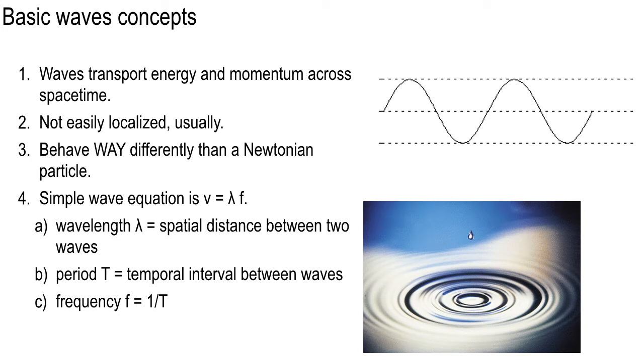Okay, and the wave equation is V equals lambda F. Lambda is the wavelength. Frequency is 1 over the period. So if you get a wave every half second, that means your period is a half second, and your frequency is the flip-flop of that, two waves per second.